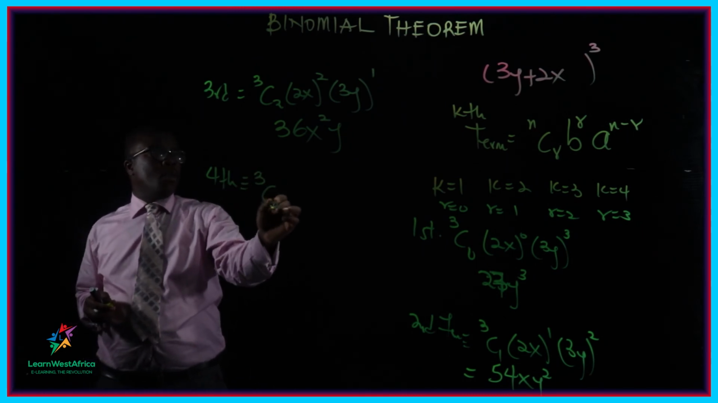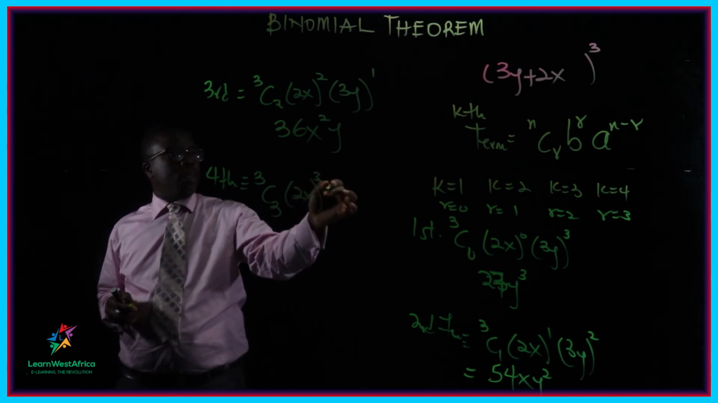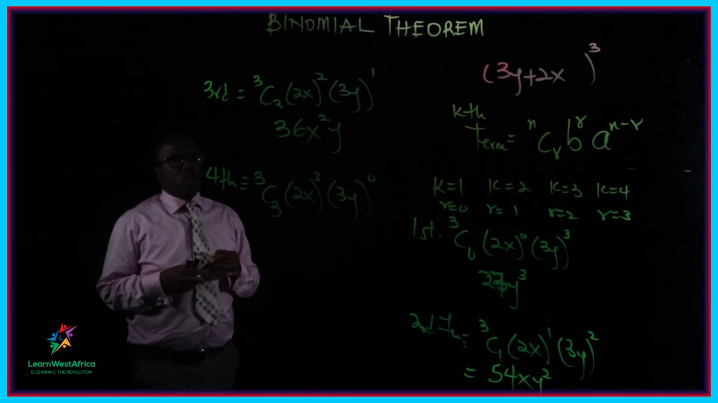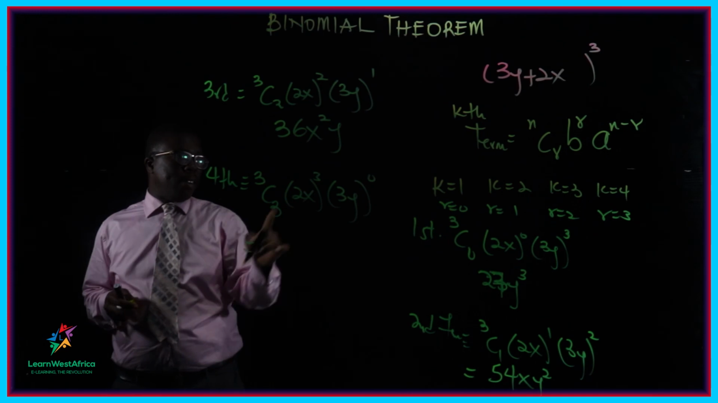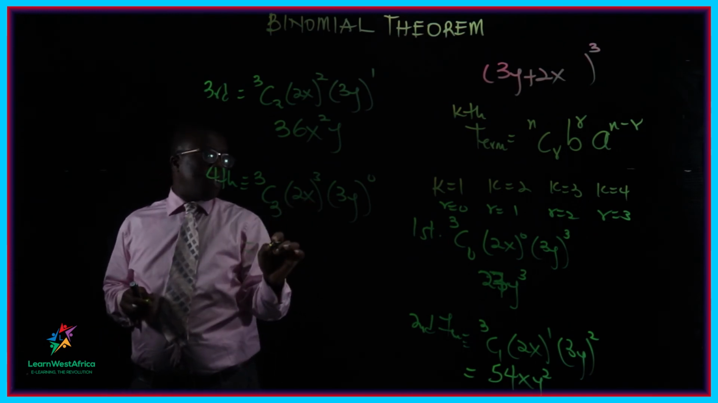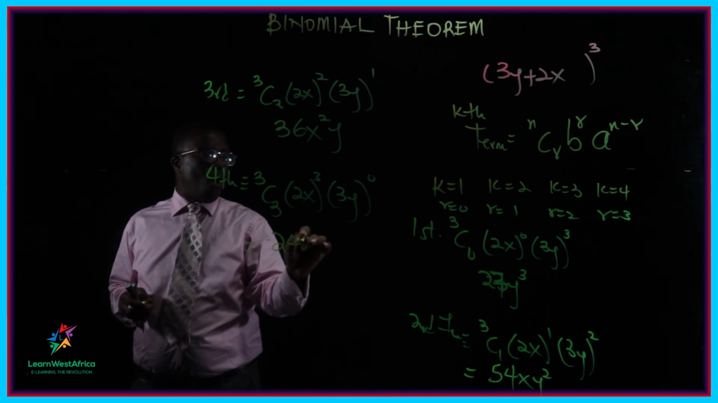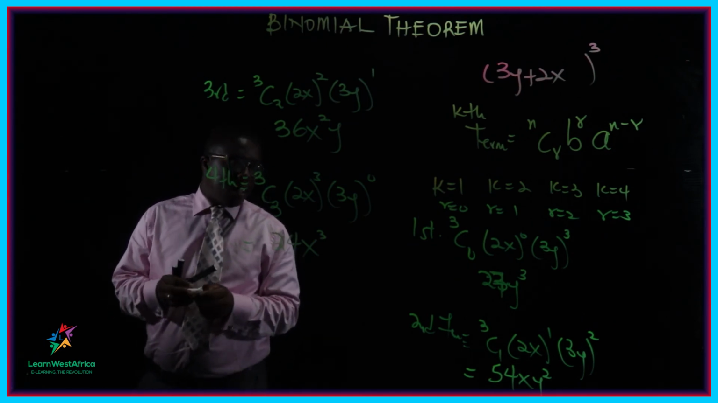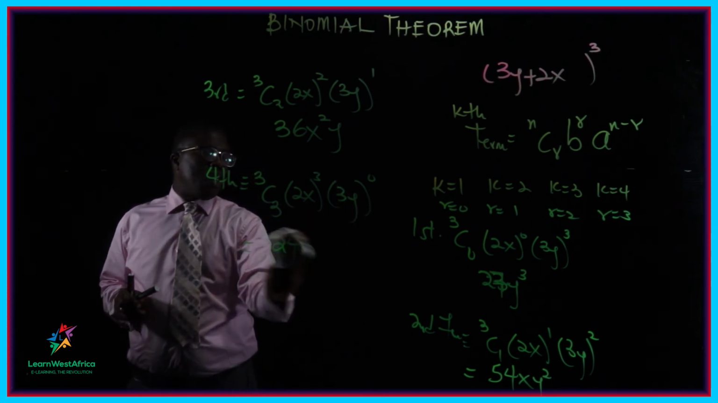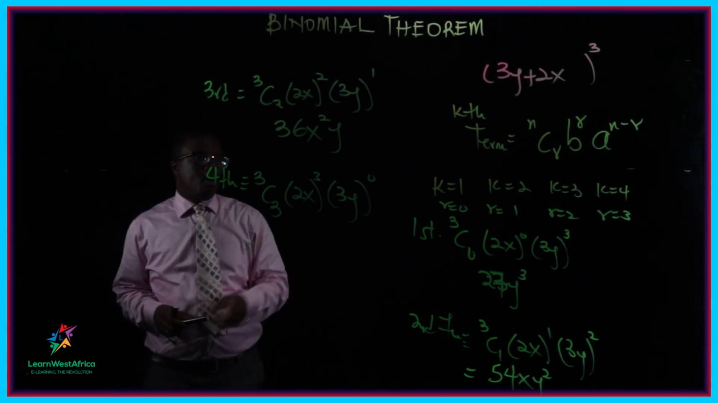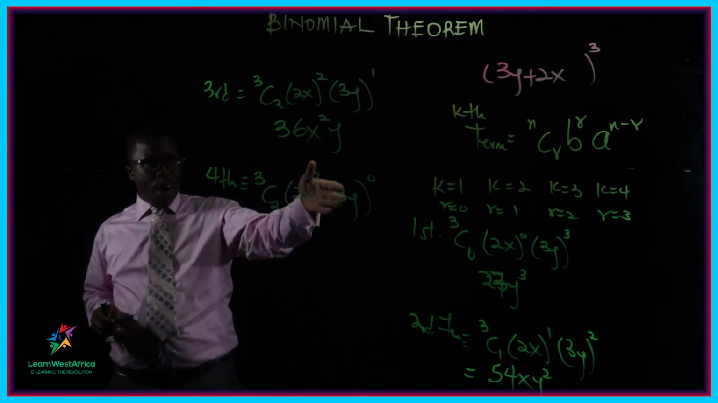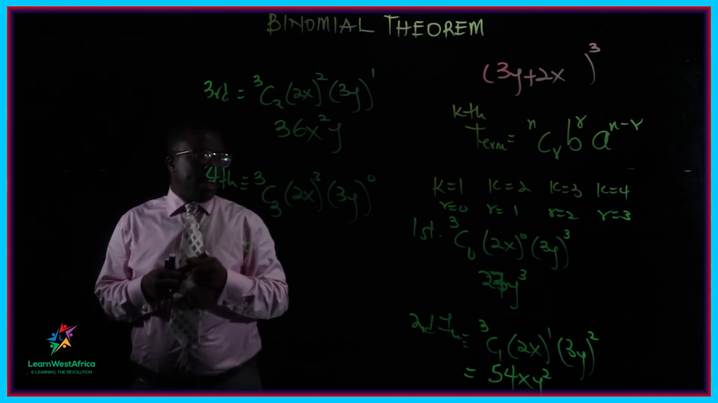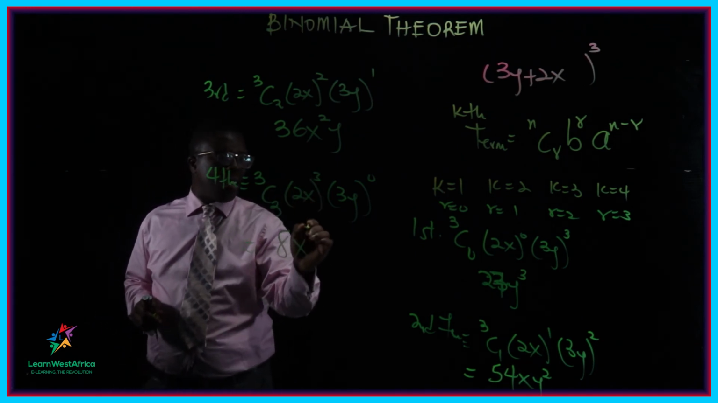Our fourth term will be 3 choose 3, 2x cubed. Then we have 3y raised to the power 0. So what does that give us? 3 choose 3 is 1. 2 cubed is 8. Sorry, let's take that out. This is 0, so 3y raised to the power 0 is going to give you 1. Be careful of the exponents. Anytime you have an expression raised to the power 0, it is 1. So this is just going to be left with 2 cubed, which is 8x cubed. So we're going to have 8x cubed here.